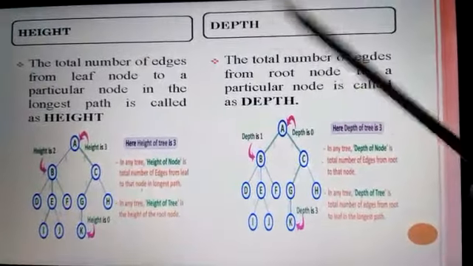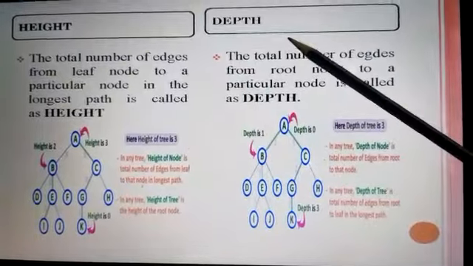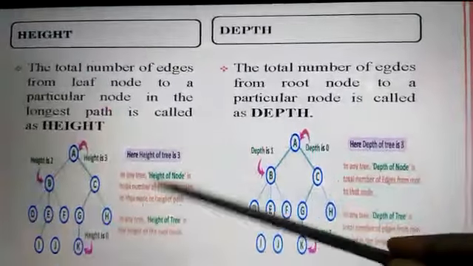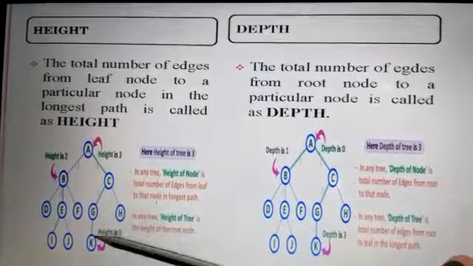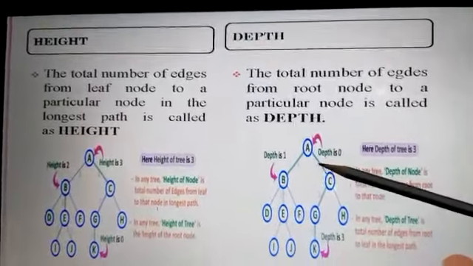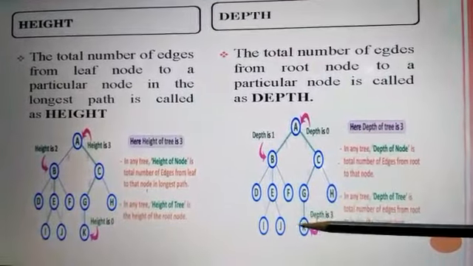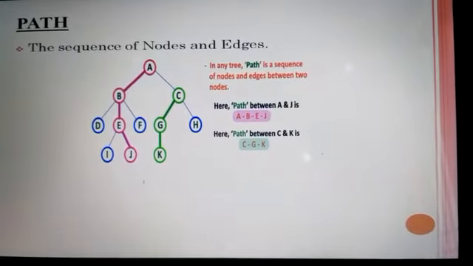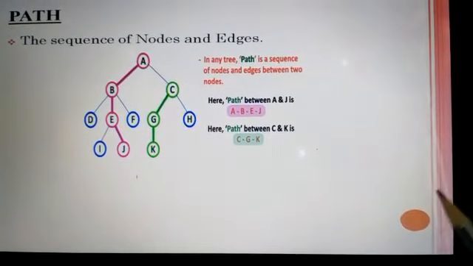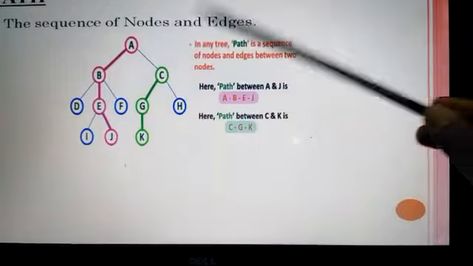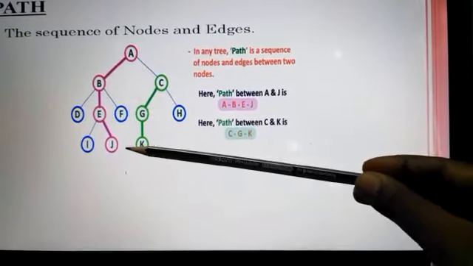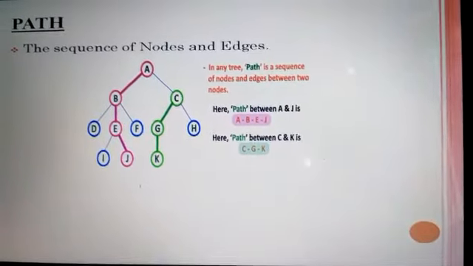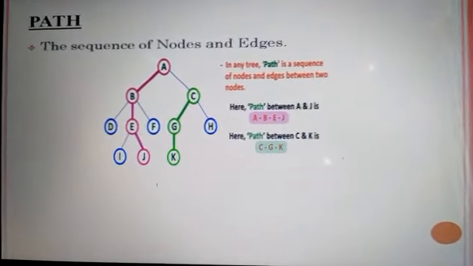But depth is the reverse process of height. We can calculate the depth from root to leaf node. The height of the tree is 3. So 1, 2, 3. Here depth is calculated from the root to the particular node. So 1, 2, 3. Next, path refers to a sequence of nodes and edges. For example, if I want to traverse from A to J, the available path is A to B, B to E and E to J. So the sequence of nodes and edges is referred to as the path.